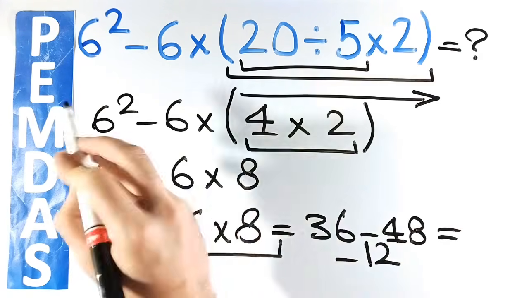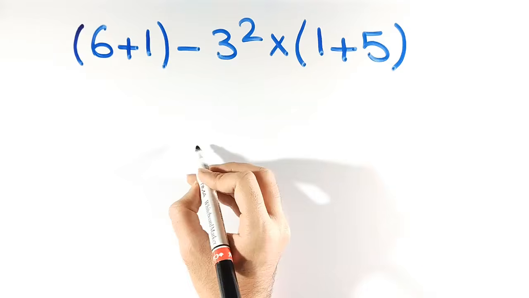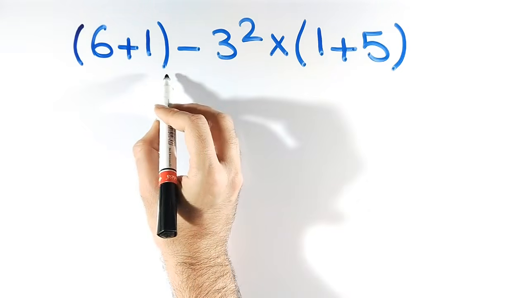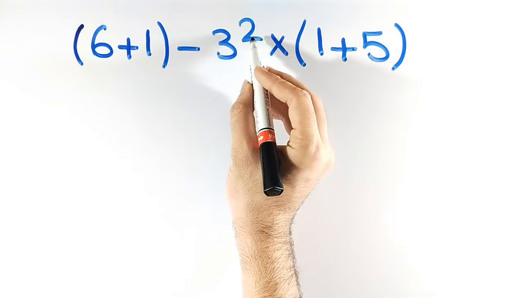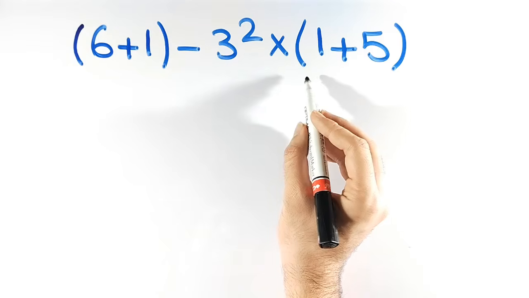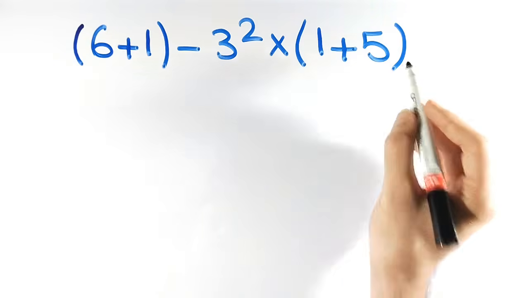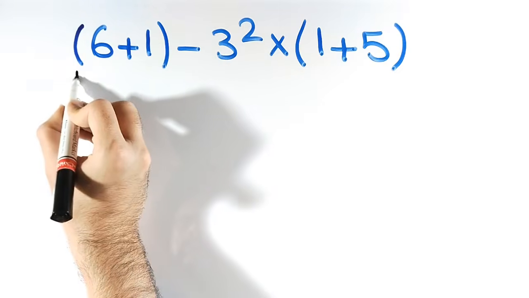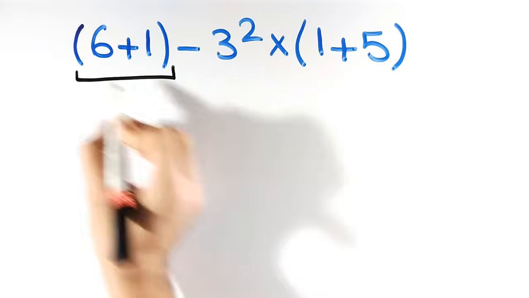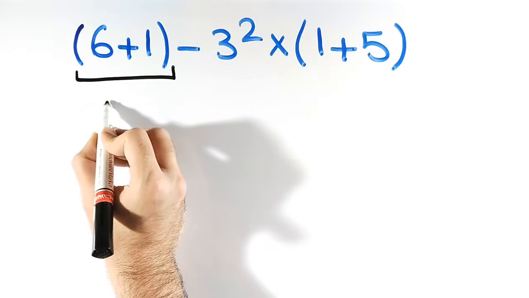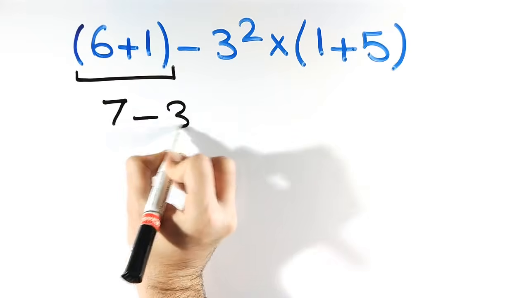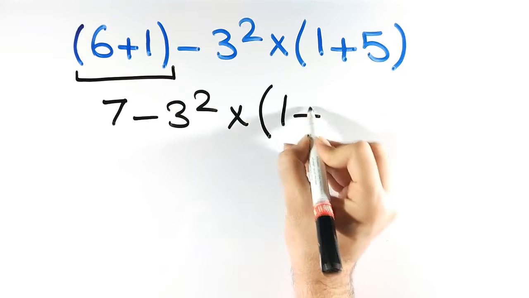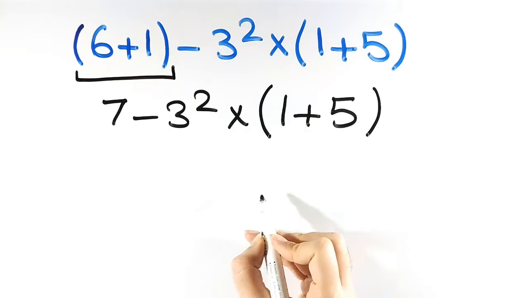Okay, now let's solve another math question together. What is the value of the expression 6 plus 1, inside the parentheses, minus 3 squared multiplied by open parentheses 1 plus 5 close parentheses? Many people, when solving this question, go straight to the expression inside the first parentheses, and instead of this expression, they write 7 minus 3 squared multiplied by open parenthesis 1 plus 5 close parenthesis.